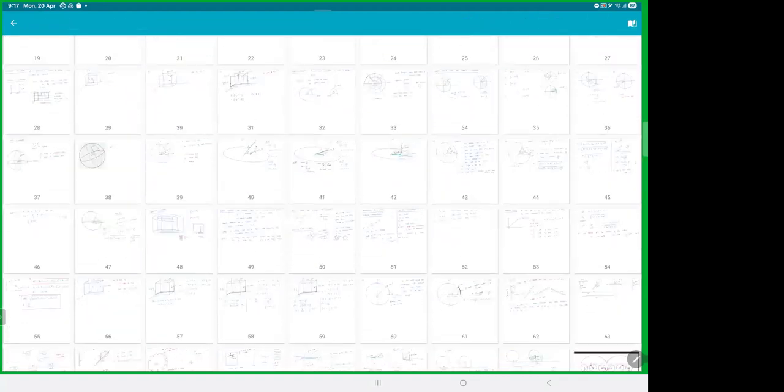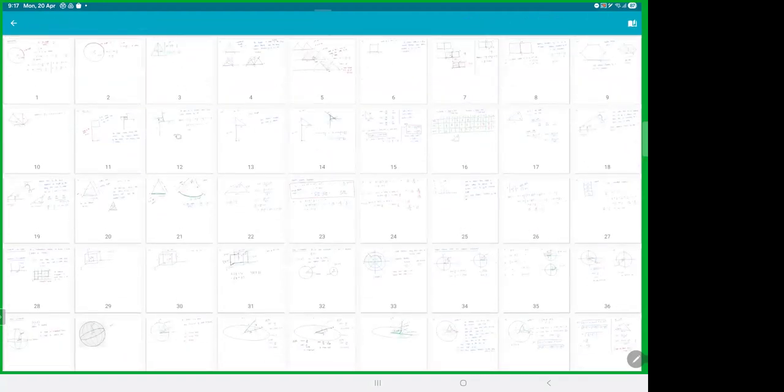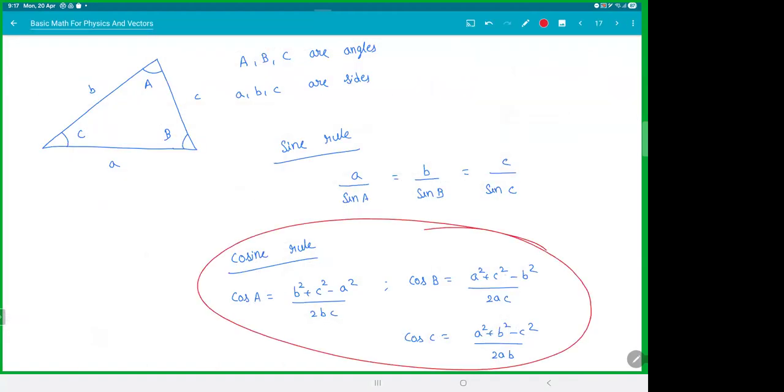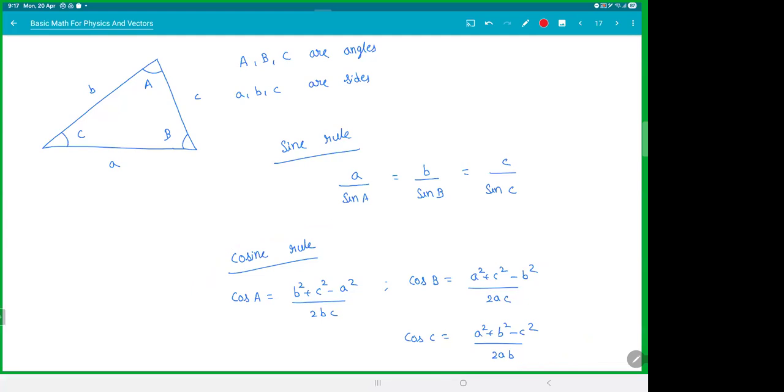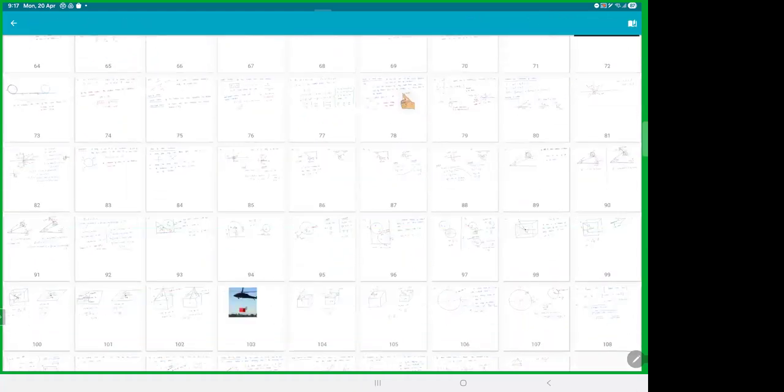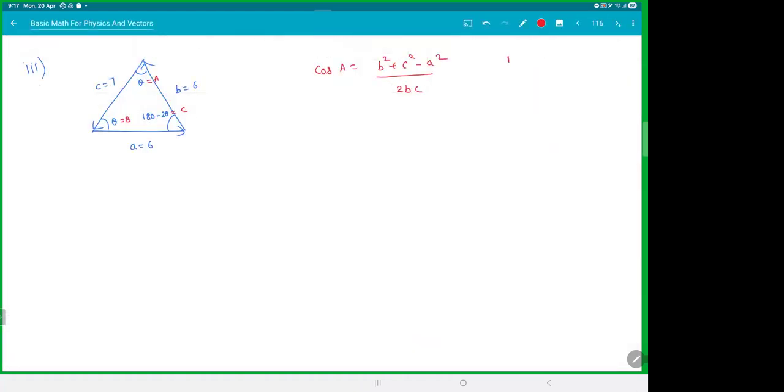And where did you do this? Again, basic math. Here, page 17, cosine rule. You should remember this. Mug it up. So whenever they give some weird triangle and they want angles, cosine rule. And put the values there.